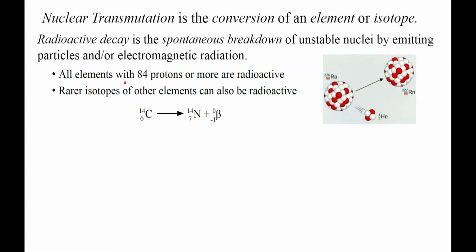Now, the other radioactive isotopes could be more rare isotopes of other common elements. So you wouldn't normally say carbon is radioactive, like a piece of charcoal, but most carbon is carbon-12, a little bit of carbon-13. But if you come across carbon-14, it is radioactive. It will transmutate spontaneously into nitrogen by spitting out, today we'll talk about, a beta particle. And so, again, rare isotopes.